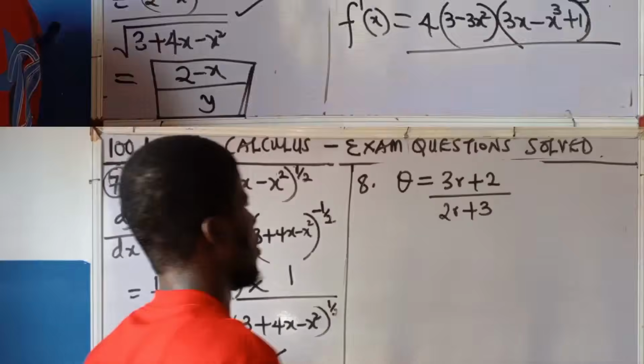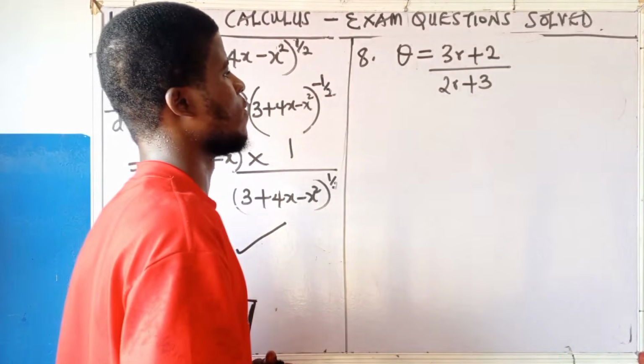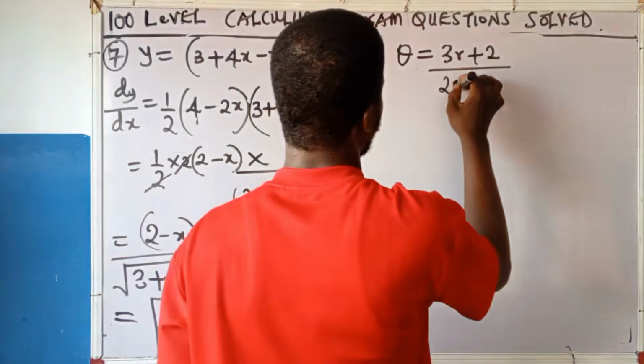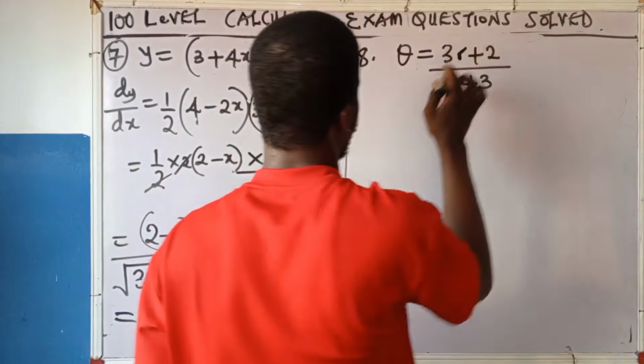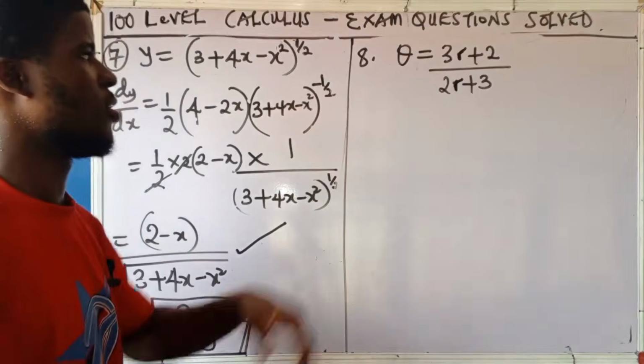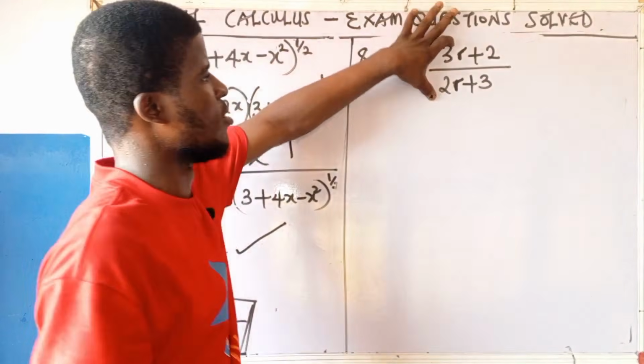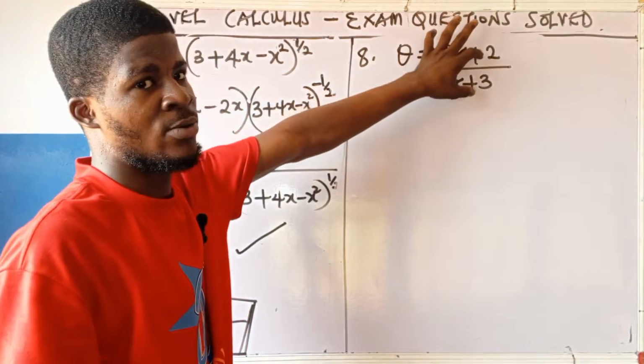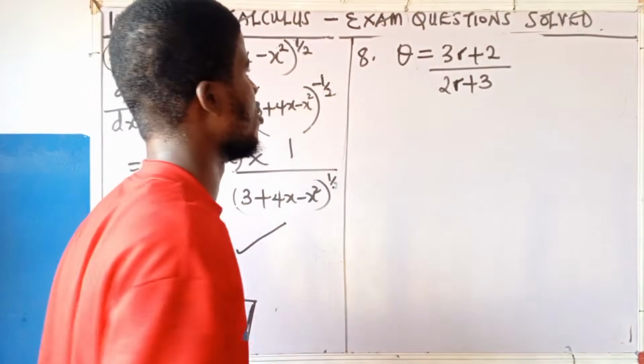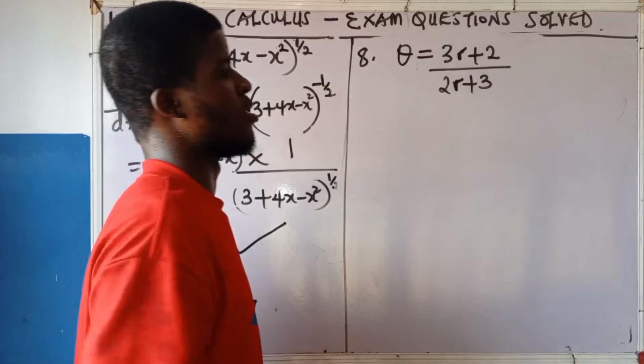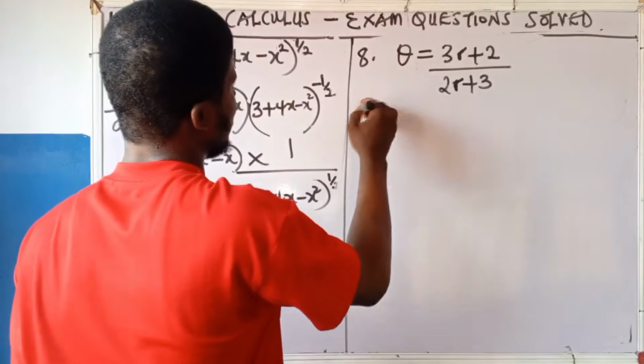All right, we are asked to find the derivative of this function. The function is theta, which is a function of r. Theta is equal to everything here in terms of r as the independent variable. So instead of saying dy/dx, this time around it's going to be d theta/dr.